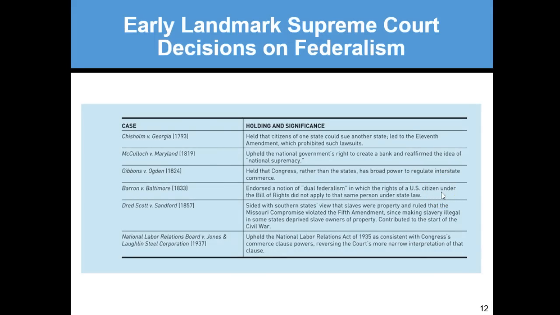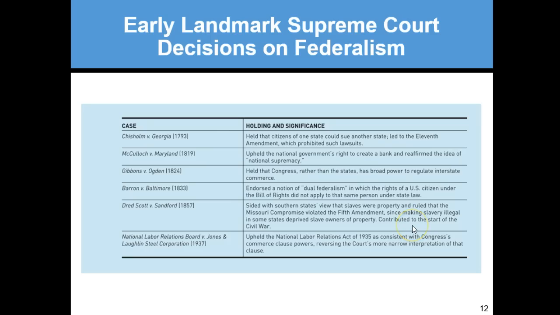Barron versus Baltimore in 1833 endorses the notion of what we're going to call dual federalism, where the rights of the U.S. citizen under the Bill of Rights do not apply to that same person under state law. It will change by the early 1900s, and we're going to see a process called incorporation, where the 14th Amendment will be used to implement the Bill of Rights and its protections to the individual at the state level.